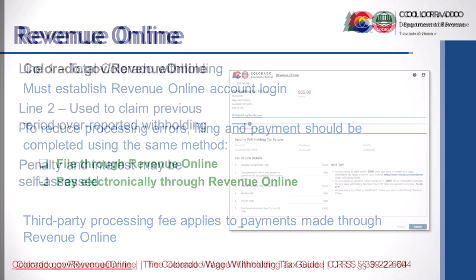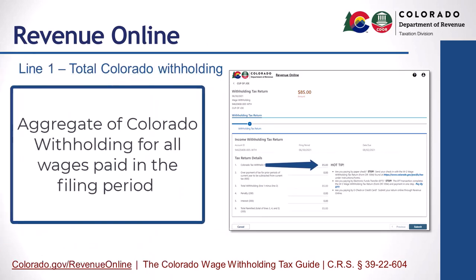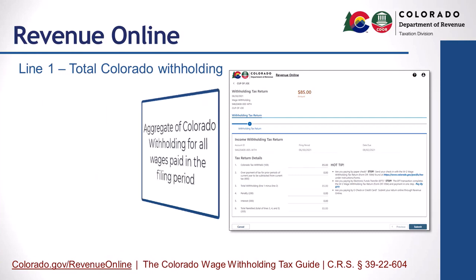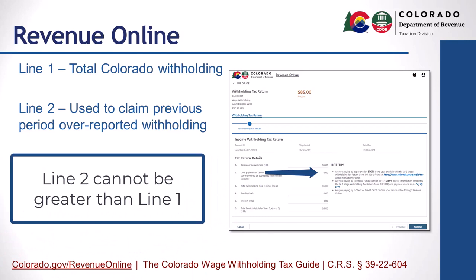For withholding returns filed through Revenue Online, Line 1 is the total employee withholding. This amount is the aggregate for all Colorado withholding for all employee wages paid during the filing period. Line 2 should only be used if Colorado withholding has been overreported and overpaid in a prior period within the same calendar year. Any amounts listed on Line 2 cannot exceed the total period withholding listed on Line 1.